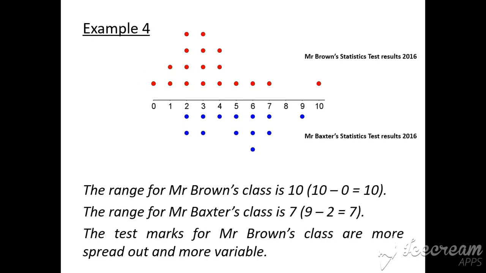You might go on and work out the range for each class. Range is equal to highest minus the lowest, and the range for Mr. Brown's class ends up being 10, and the range for Mr. Baxter's class ends up being 7. Now please show me your working as you do this. And then you could make a comment like this. The test marks for Mr. Brown's class are more spread out and more variable. That's because the range is greater.